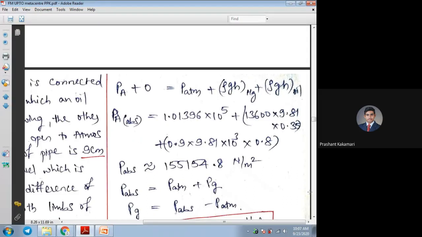So now onwards, the properties of water, the properties of mercury, and the atmospheric pressures, all these things we should know as a standard. Even if they are not given in the problems, we need to assume these numbers for solving the examples. Only for other fluids like oil, glycerin, or kerosene, they may give specific gravity, and from that we need to find out other properties.